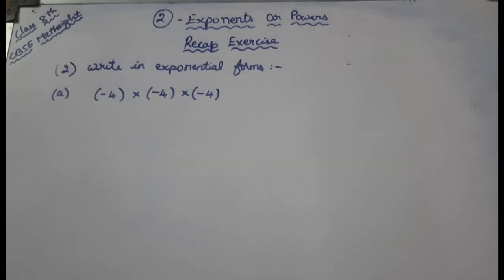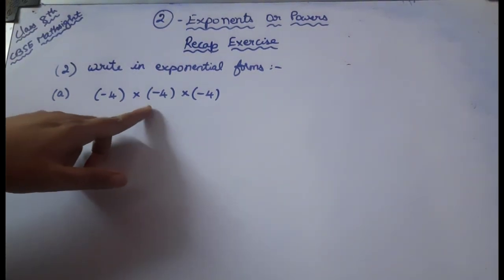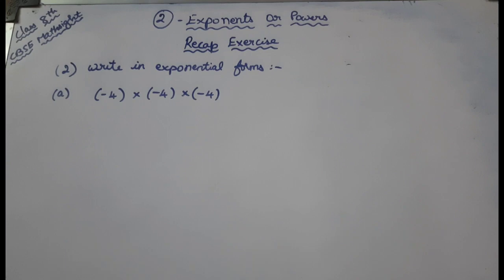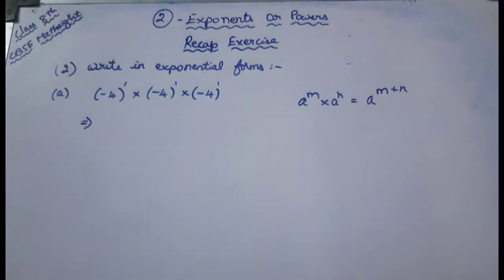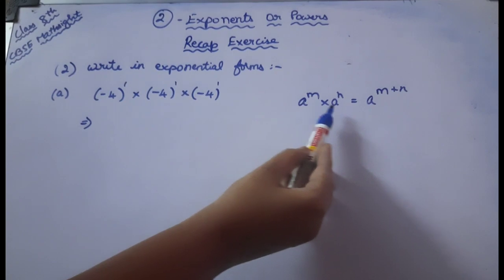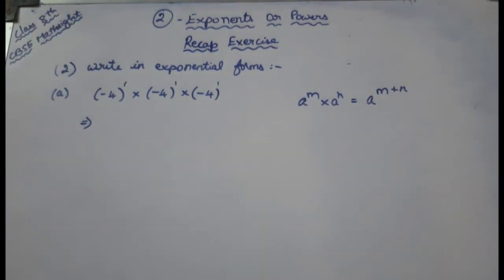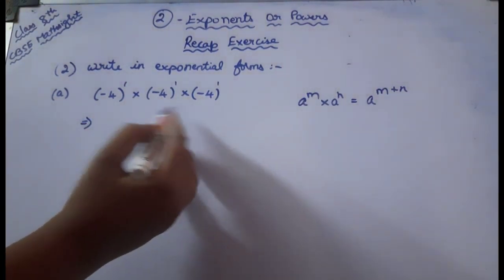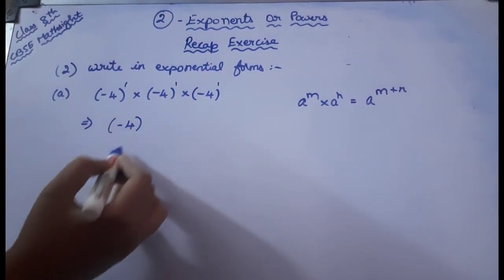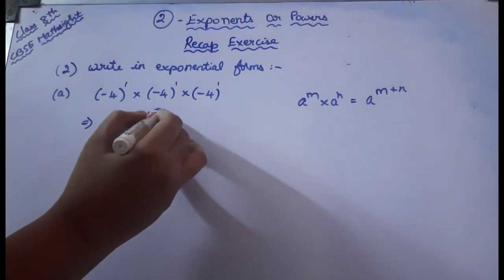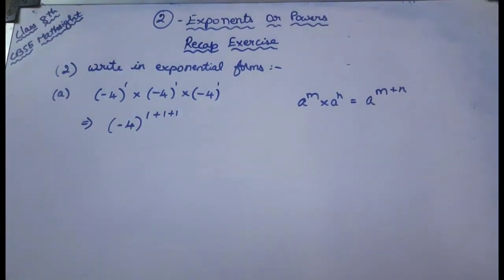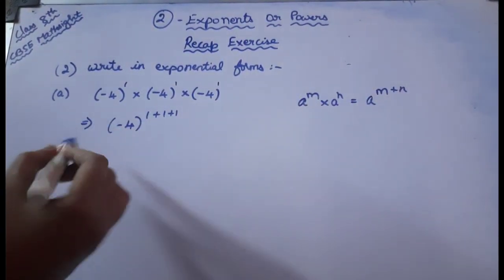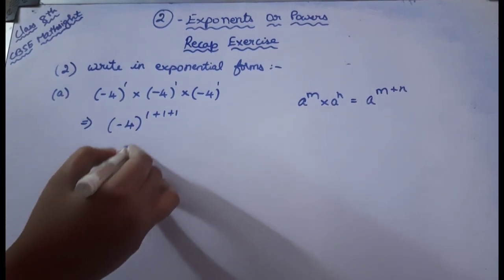We are going to see the second sum. Write the following in exponential form. Exponential form means we have to write in terms of powers. So here they have given minus 4 into minus 4 into minus 4, which is the expanded form. Whenever we have the same base with different powers, we can always add the powers. Here we have 3 terms, so we can write minus 4 to the power of 1 plus 1 plus 1. Whenever the bases are multiplied, the powers will be added, which gives minus 4 to the power of 3.